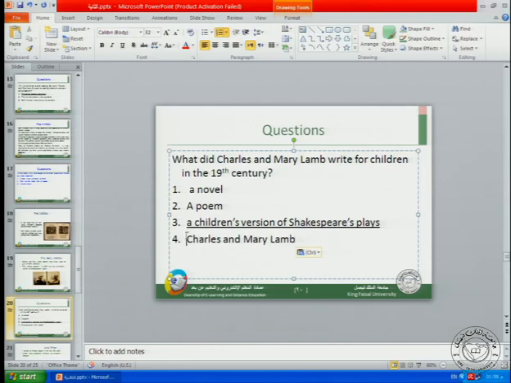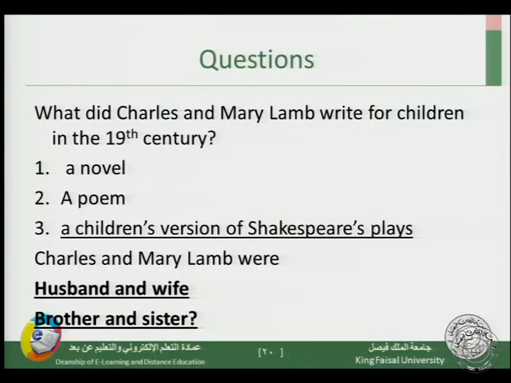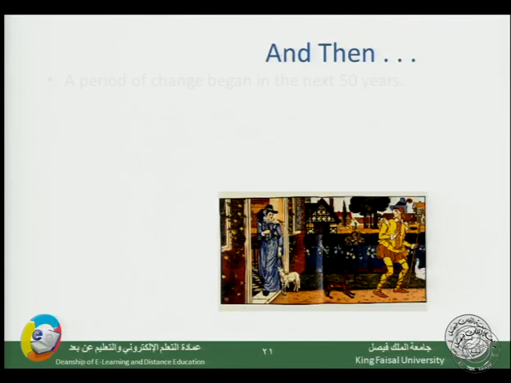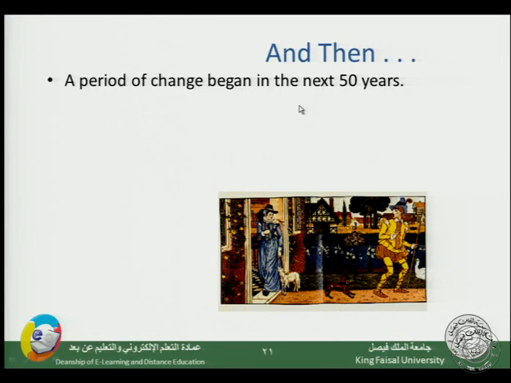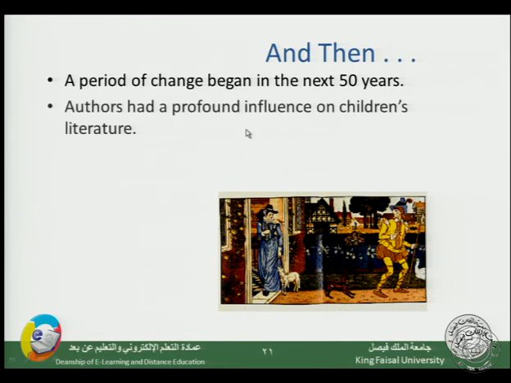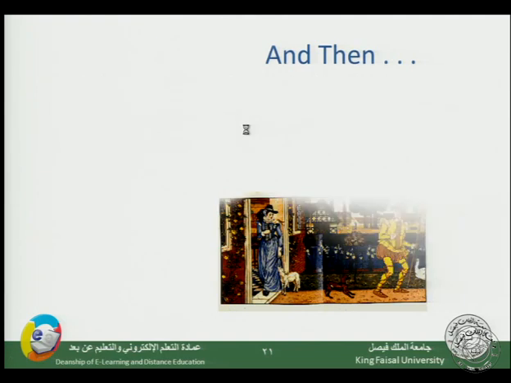Charles and Mary Lamb were brother and sister, not husband and wife. Then a period of change began in the next 50 years, after 1807. Authors had a profound influence on children's literature.